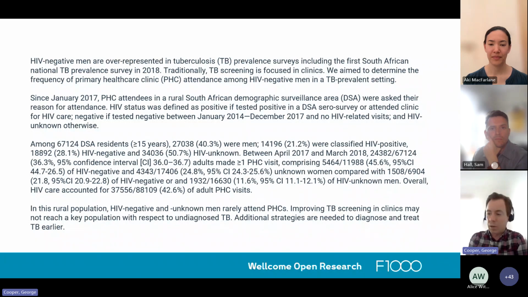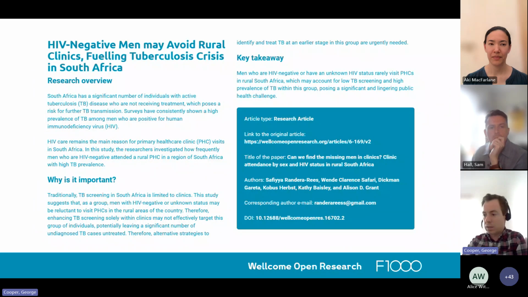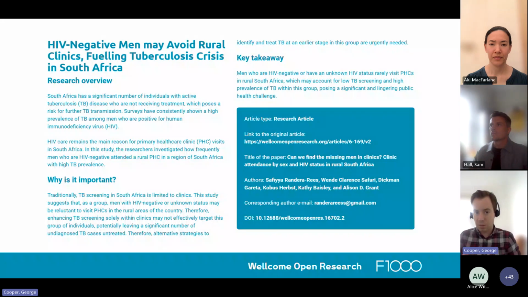So to show you what the plain language summary should look like for this article, I'm going to move on to the next slide. So the previous slide was a structured abstract from this study, and this is the plain language summary that's been developed from that abstract. And as you can see, there's some overlap, but there are some quite important differences. So we've got a new title for the summary itself that's describing the central outcomes and not just the subject of the study. And that is HIV negative men may avoid rural clinics, fueling tuberculosis crisis in South Africa. So that's the central finding that's really front and center here.